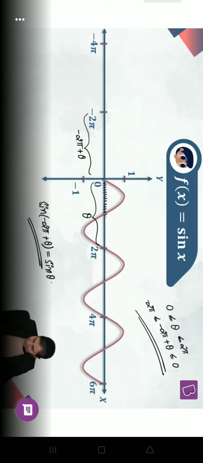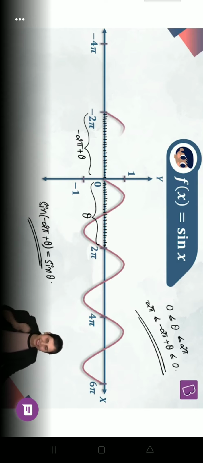So what I'm going to do, if theta is an angle lying in the interval minus 2 pi to 0, obviously minus 2 pi plus theta will be an angle lying in minus 4 pi to minus 2 pi. Yes, and again sine of minus 2 pi plus theta is same as sine theta. So what are you getting? That corresponding to each and every angle theta in this interval minus 2 pi to 0, I have a respective angle minus 2 pi plus theta in the interval minus 4 pi to minus 2 pi.